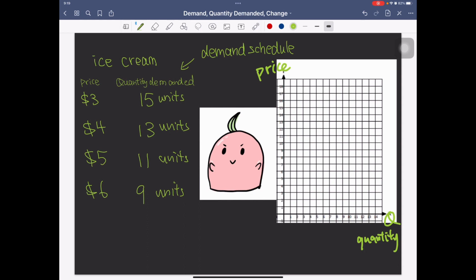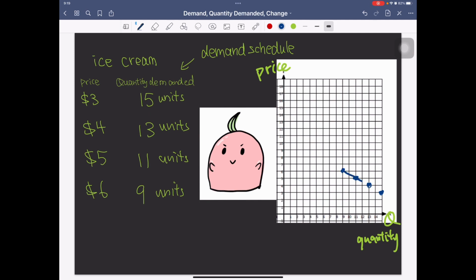So let's try to plot this diagram. At the price of 3, the consumers are willing and able to buy 15 units. At the price of 4, the consumers are willing and able to buy 13 units. At the price of 5, they are willing and able to buy 11 units. At the price of 6, they are willing and able to buy 9 units.